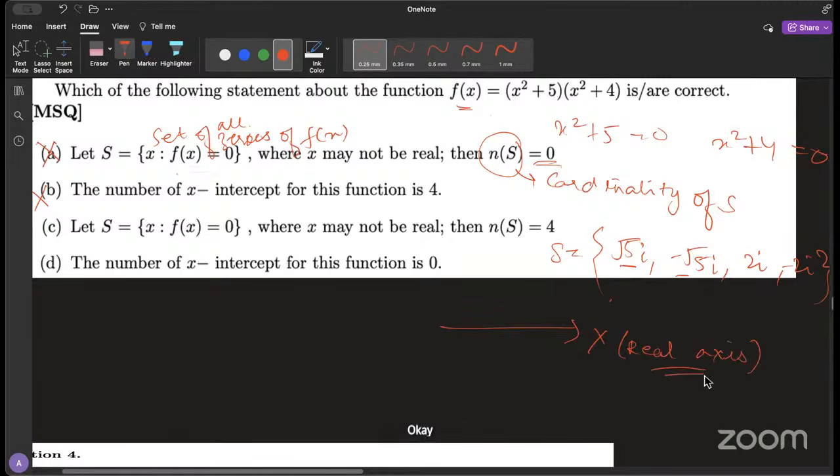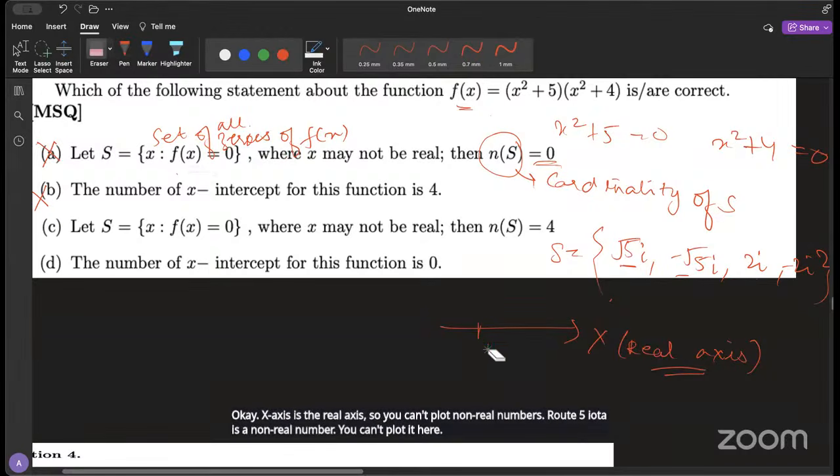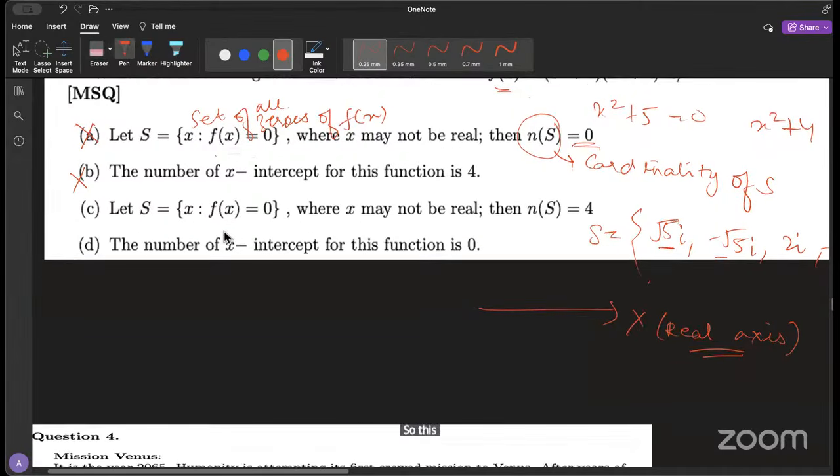The x axis is a real axis, so you can't plot non-real numbers. Root 5 iota is a non-real number. You can't plot it here. That's why it's not an x intercept. So this is incorrect.